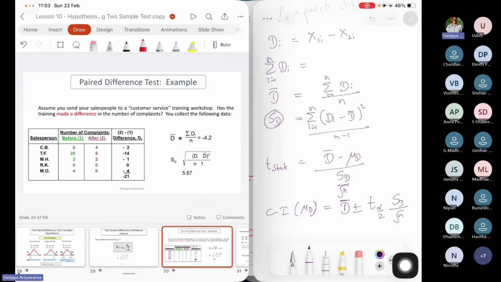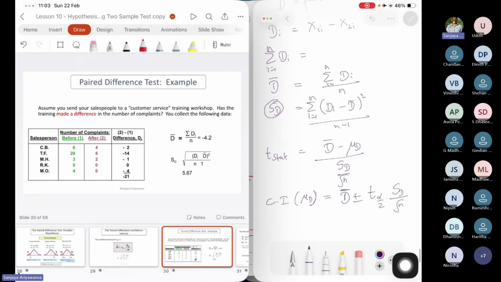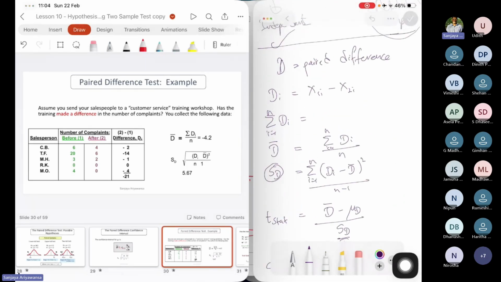So we'll look at an example, because that would make more sense of what this whole D thing is. What is this paired difference? Assume you send your salespeople to a customer service training workshop. Has the training made a difference in the number of complaints? That's the output that we are looking at. Has the number of complaints reduced after this particular training? So you collect the following data. You have 5 salespersons.